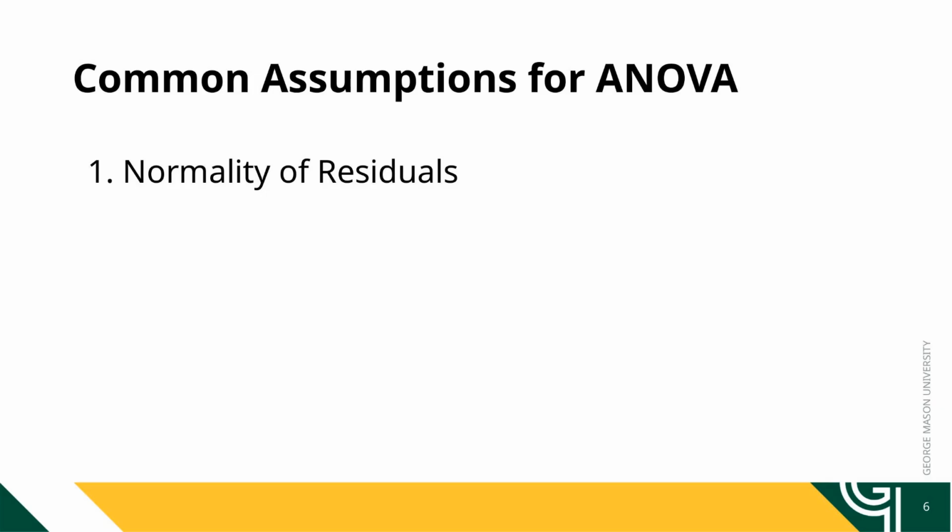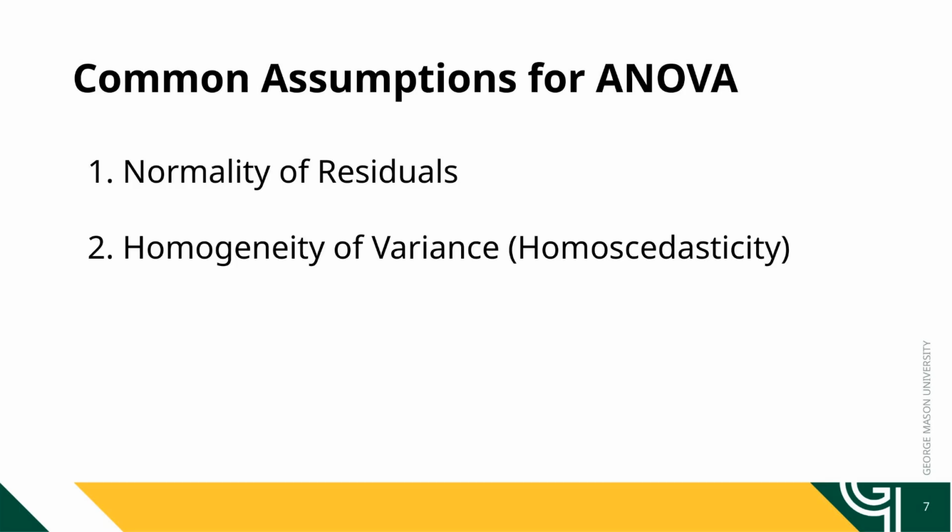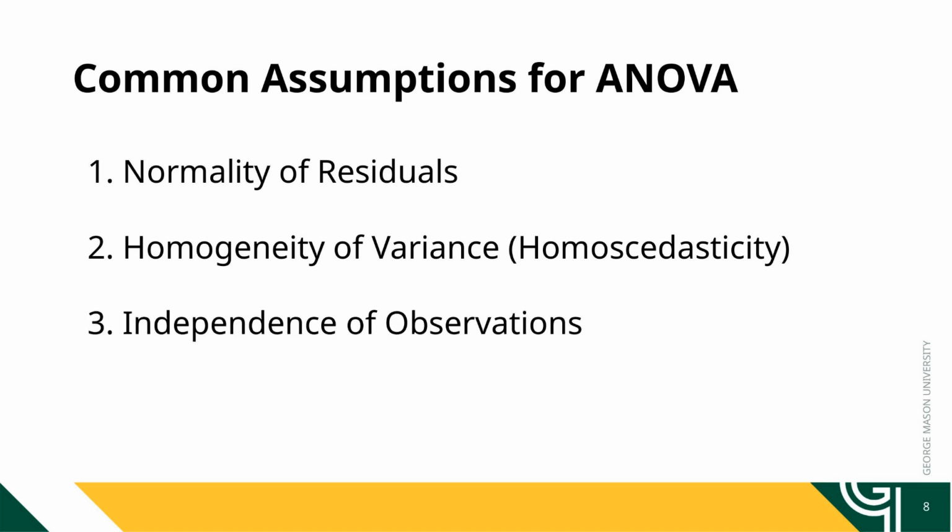Common assumptions for ANOVA. ANOVA assumes that the model's residuals are normally distributed, which affects the validity of the p-values in the ANOVA table. Homogeneity of variances, homoscedasticity, means group variances should be similar. Otherwise, the ANOVA F-test results may be inaccurate. Independence of observations ensures that each observation is separate, making group variations meaningful. Outliers are data points that differ significantly from others and can distort statistical test results.